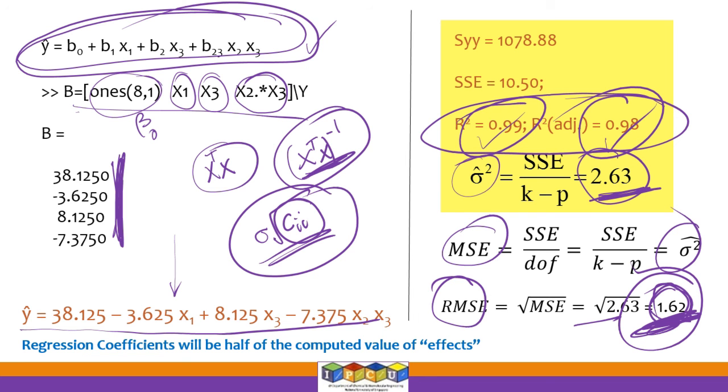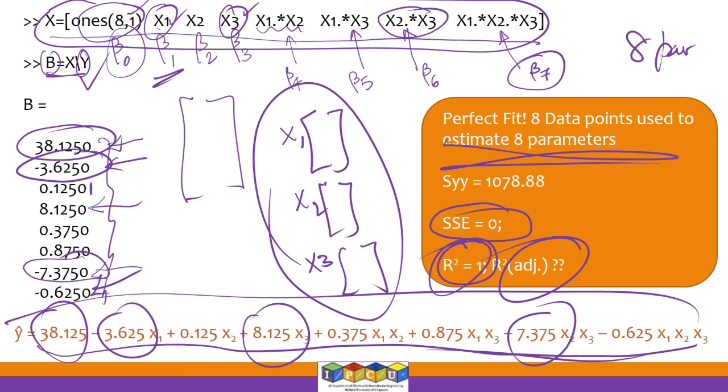In any case, if you look at these regression coefficients, what you see is if you double 3.625, you will get minus 7.5. If you double this, you're going to get 16.25. If you double this, you're going to get, let's say, 14.75 negative. So please note the regression coefficients are half the value of the computed effects.